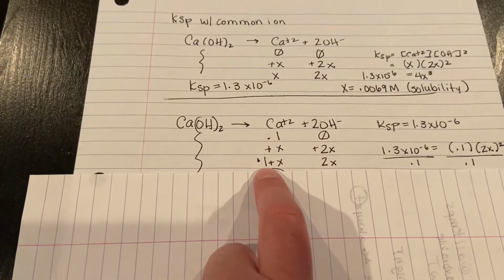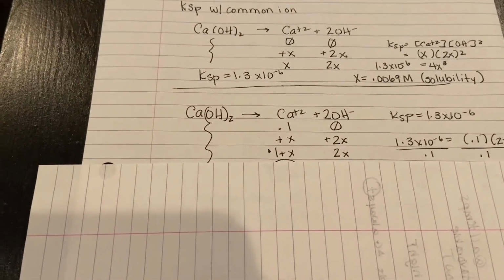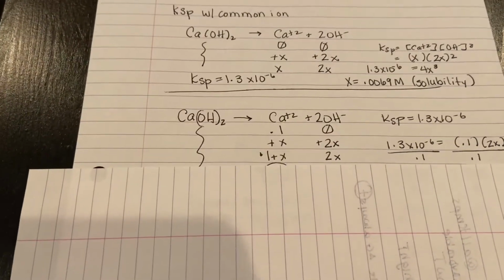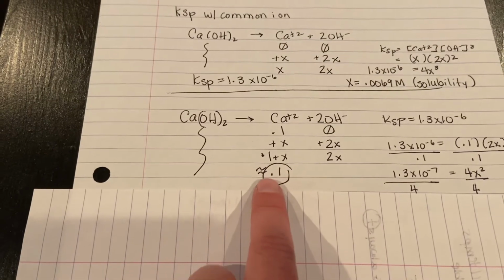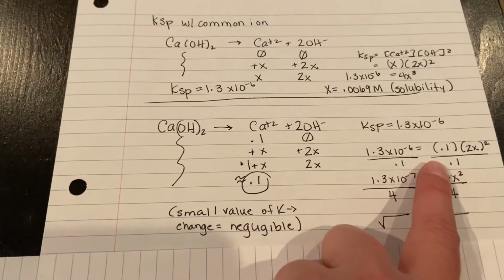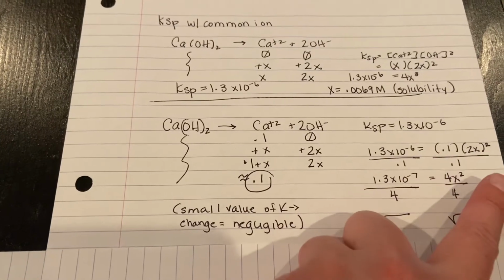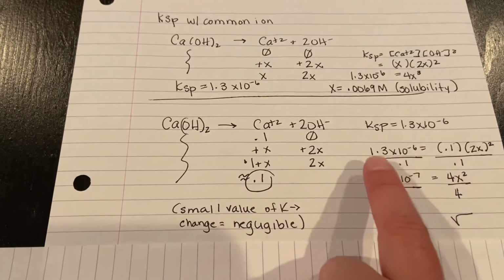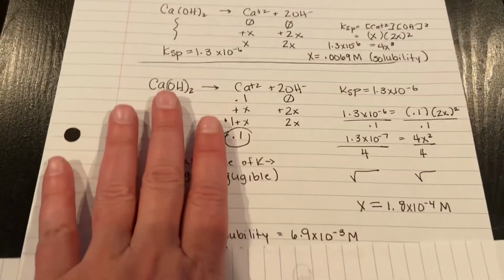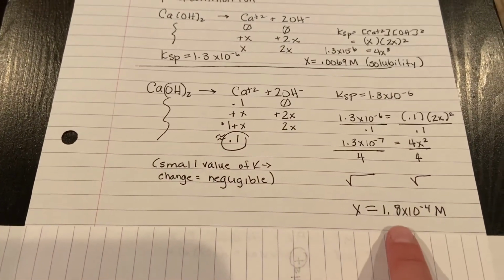But this x, this change, is going to be really small compared to the 0.1. So for this kind of question, where we are putting a slightly soluble substance that has a Ksp into a solution that already has a common ion, we treat this like a small K, where the change x is neglected. When we plug it into the Ksp expression, we don't put 0.1 minus x or 0.1 plus x, we just put 0.1. So it's 0.1 times 2x squared, which winds up being 0.1 times 4x squared. We divide both sides by 0.1, then we divide both sides by 4, and when we square root at the end, for this particular situation with the common ion already dissolved, we wind up getting 1.8 times 10 to the minus 4.